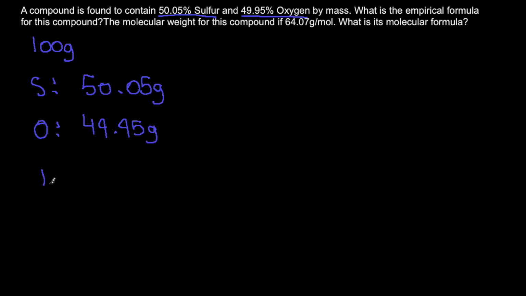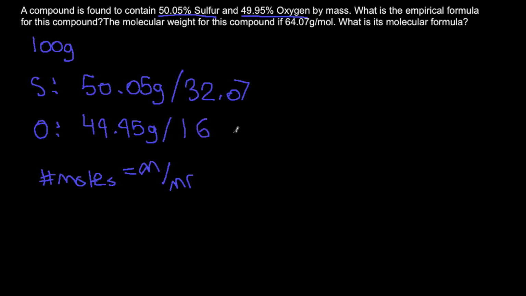The next thing you're going to want to do is calculate the number of moles. So we know that number of moles equals mass over molar mass. So for sulfur, we have our mass as 50.05. Our molar mass is 32.07, and that's from the periodic table. Oxygen, our mass is 49.95 grams, and our molar mass is 16. So doing the calculations, the sulfur is going to give us a value of 1.56 mole. For oxygen, we're going to get 3.12 mole.